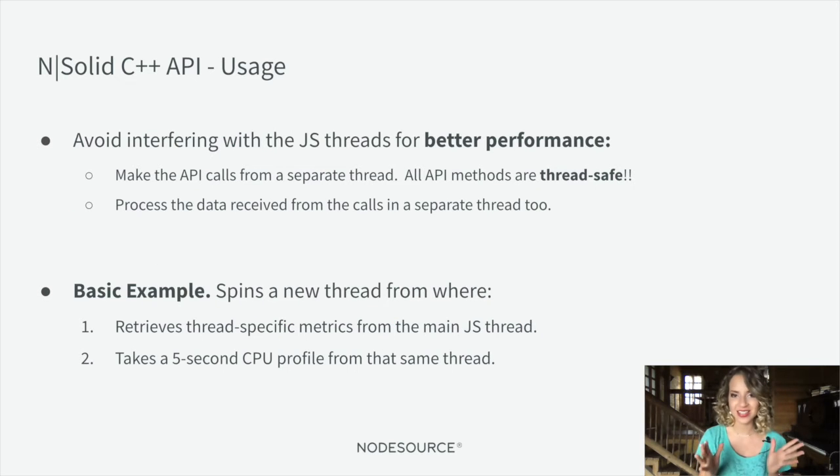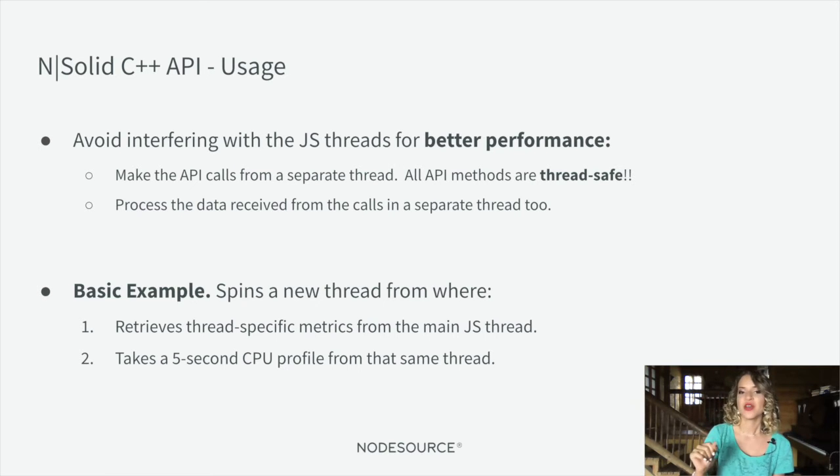Regarding the NSolid C++ usage, the most important thing to take into account is that in order to get the best performance, we need to avoid interfering with the runtime JS threads as much as possible. The recommended way to accomplish this is twofold. First, make the API calls from a separate thread. This is possible because all of the API methods are thread safe. Second, process the data received from the API in a separate thread as well.